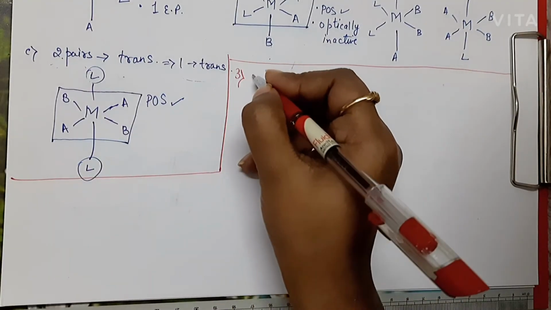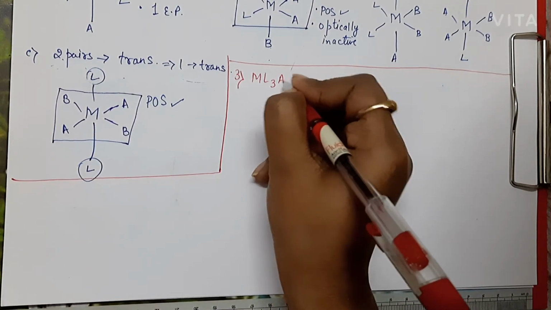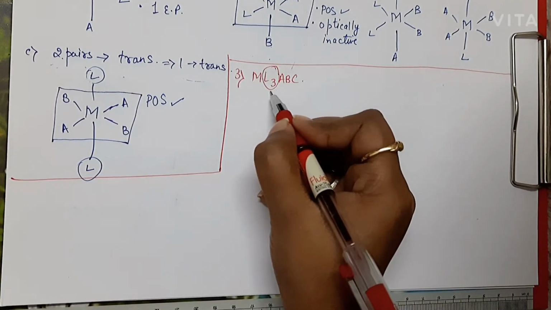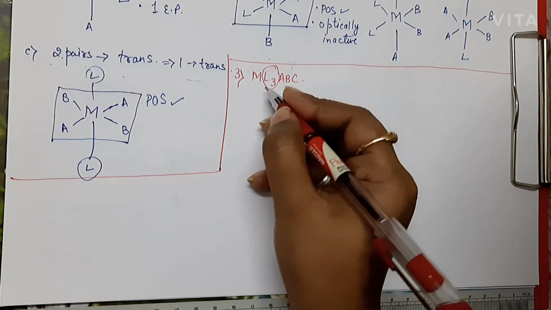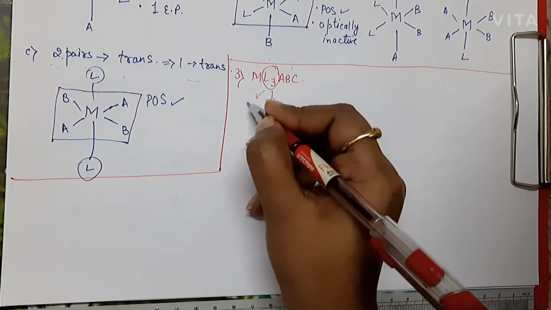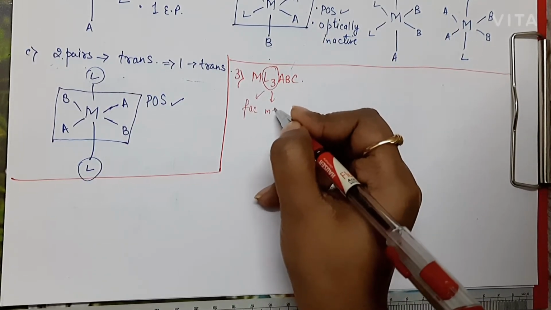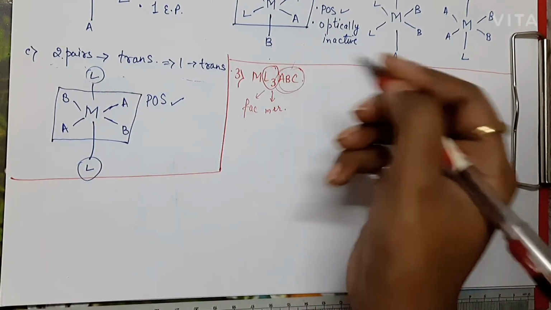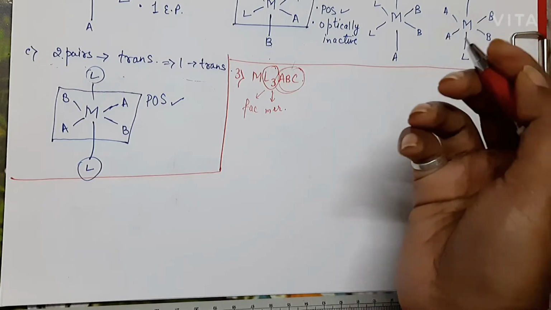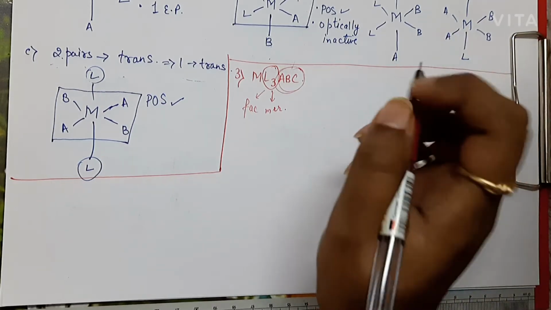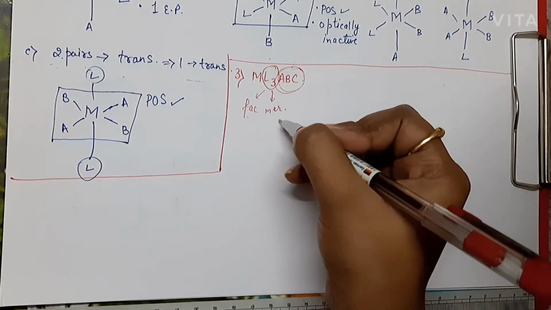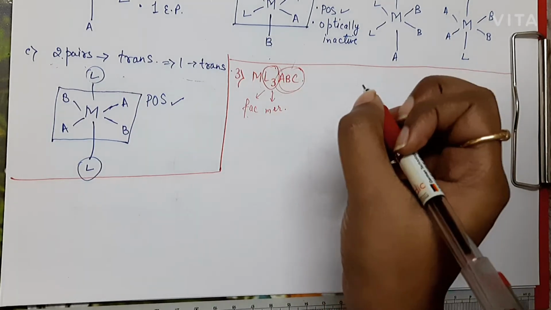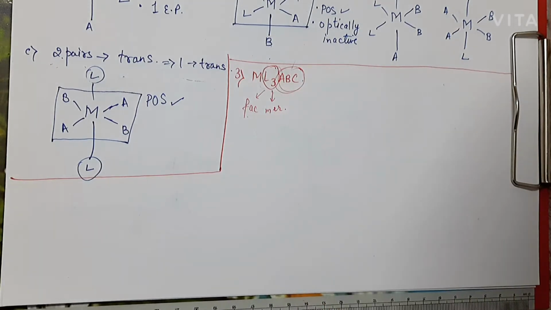The third category will be for ML3ABC. Here we have three same ligands. Whenever we have three same ligands, they will be forming fac and mer isomers. And here we are having three different ligands. We'll look at how they are going to give us different forms of stereoisomers. So first we are going to form fac and mer. Why? Because we have three similar ligands, so they are going to form fac and mer isomers.